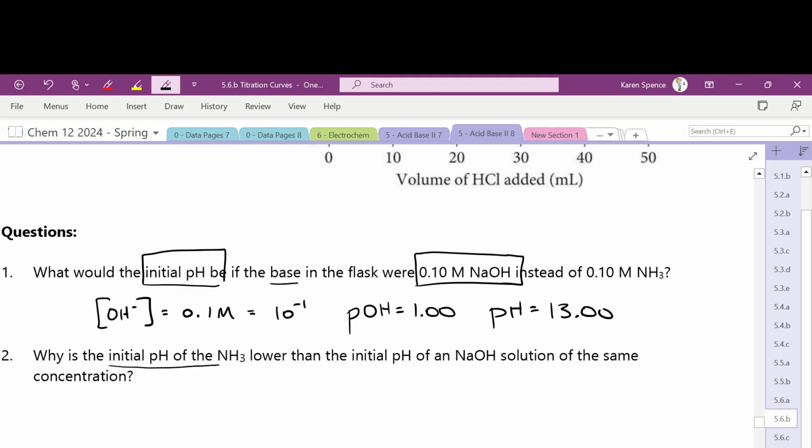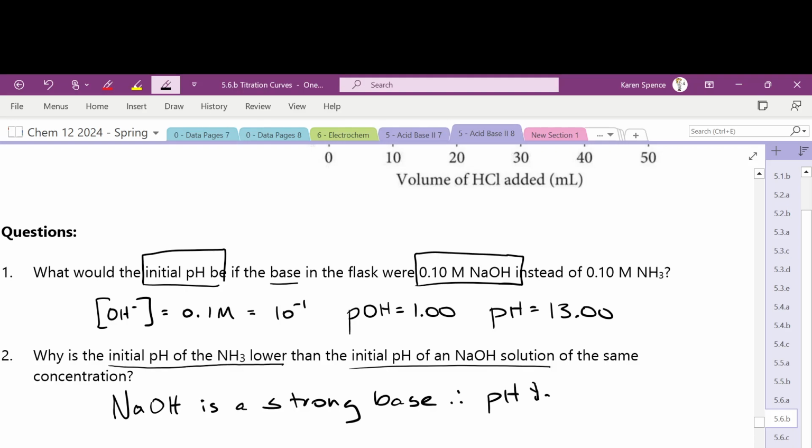So why is the initial pH of the NH3 lower than the initial pH of the NaOH? Because NaOH is a, other way around? Strong base, yes. Therefore, the pH is higher. And NH3 is a weak base. Therefore, the pH is lower.